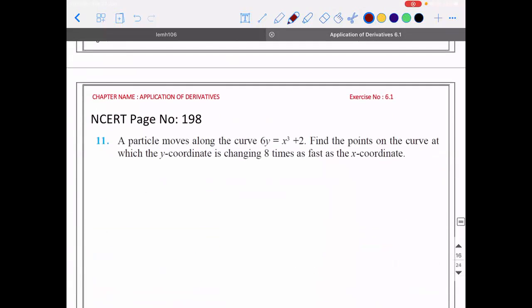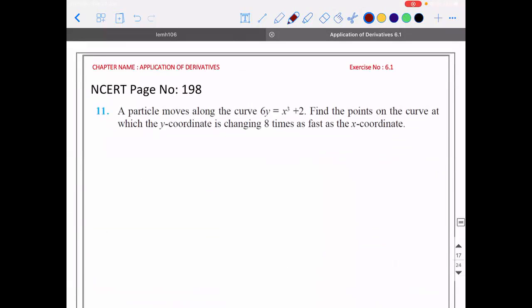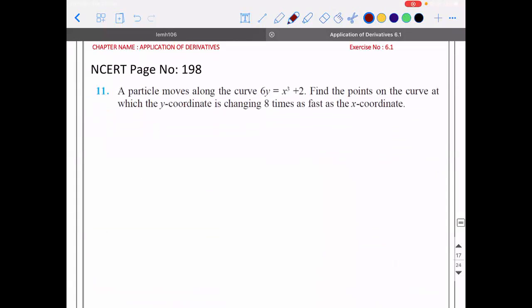So moving on to the next problem. There is a particle which is moving along the curve 6y is equal to x cube plus 2. Find the points on the curve at which the y coordinate is changing 8 times as fast as the x coordinate. Interesting one. So how to solve this?